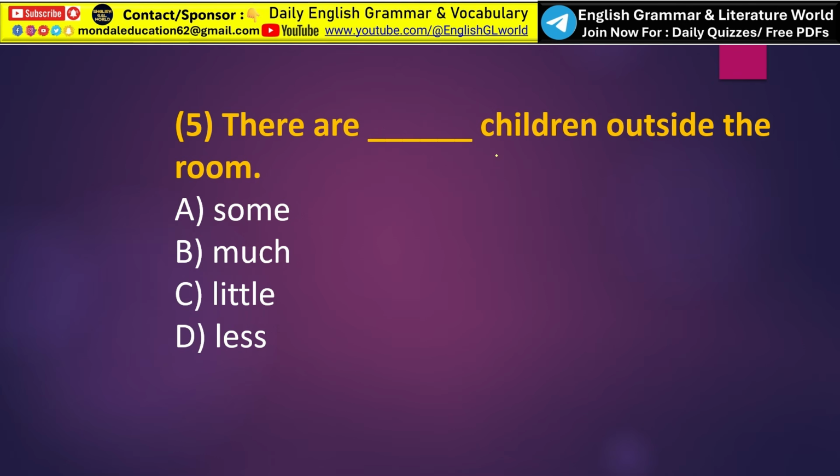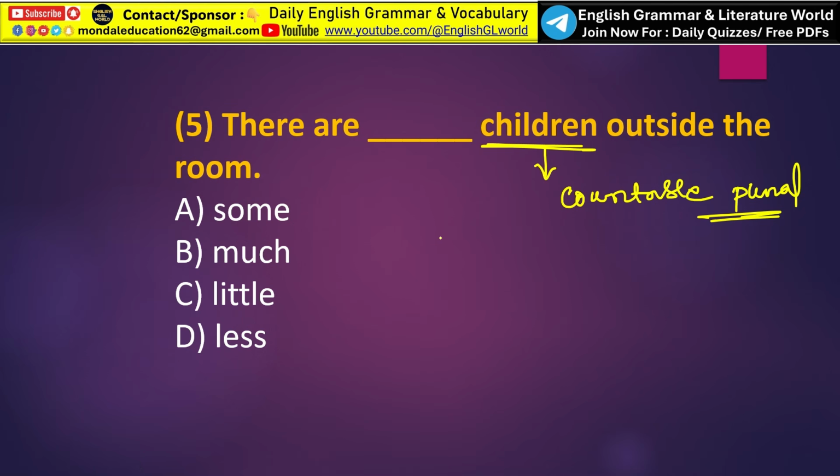Next. There are dash children outside the room. Here the noun part is children. Children is a countable plural. Before a countable plural, the determiner some is used. So the correct answer is option A, that is some. There are some children outside the room. Much and little are used before uncountable nouns, and less is not the correct answer.